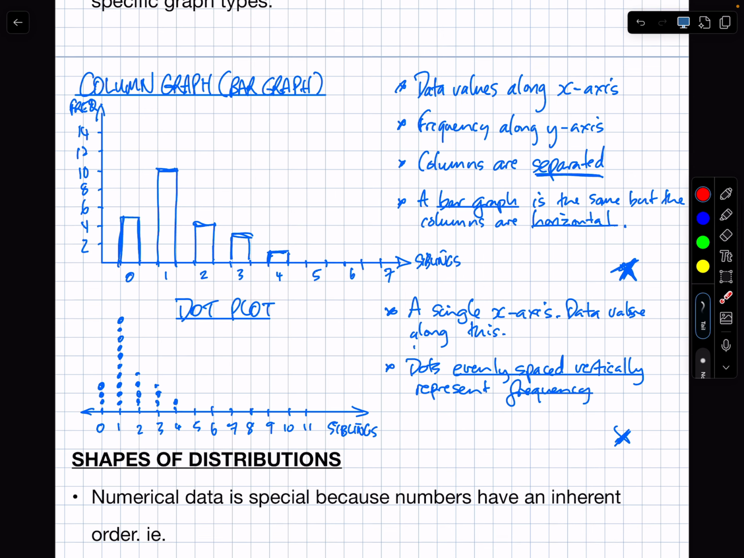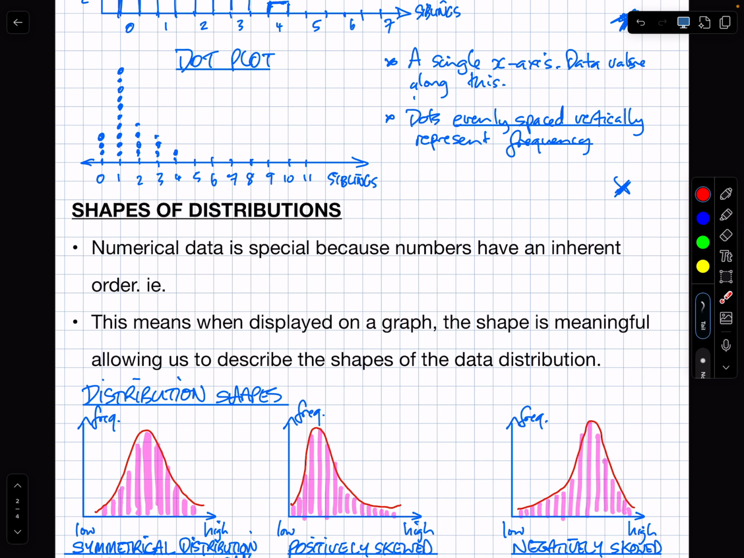Okay, next bit. Numerical data is special because numbers have an inherent order. Does anyone have any idea what inherent means?